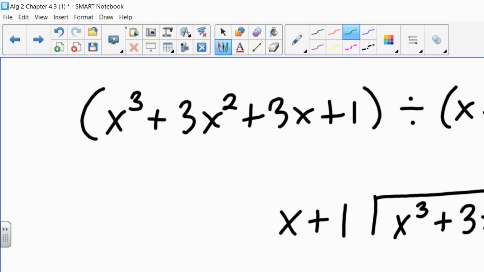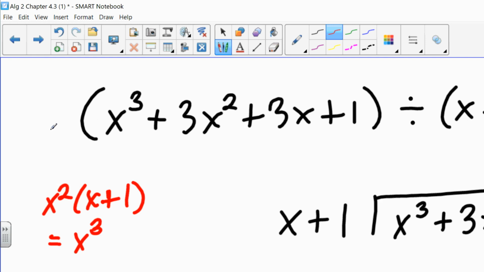Okay, my marker's back. So we're going to multiply them together like we did with the long division. We're going to do x squared times x plus 1. Well, x squared times x is x cubed, like we wanted. And x squared times 1 is plus x squared. Put it right underneath: x cubed plus x squared.